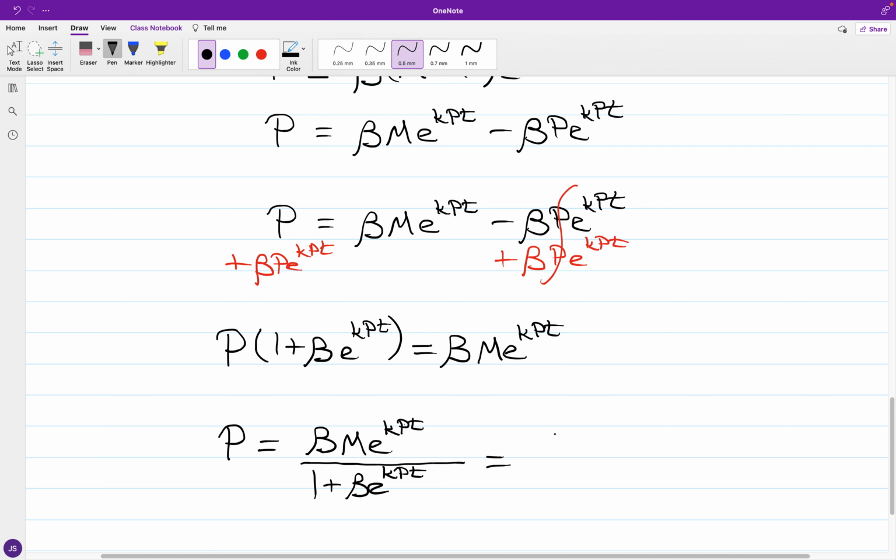And another way is to say that if I multiply all the terms out by e to the negative kPt, that is, multiply the ratio that we have here by e to the negative kPt, we have beta times M all over e to the negative kPt plus beta. And that is another way that you can represent the population in theoretical terms. And we'll be looking at an application shortly.